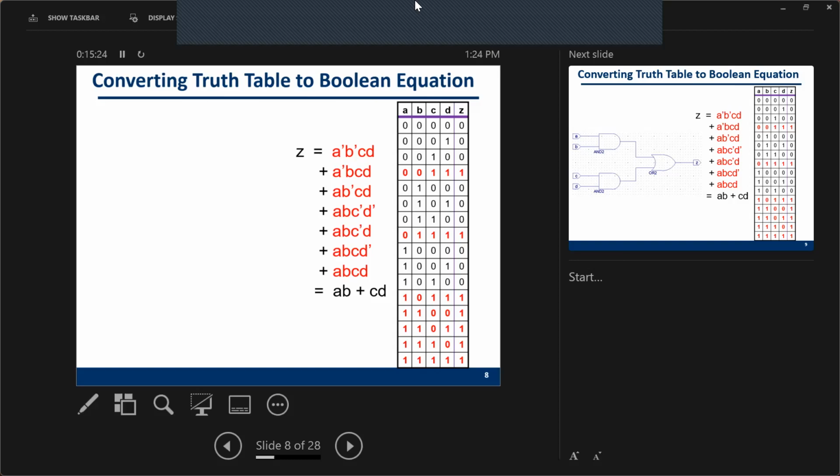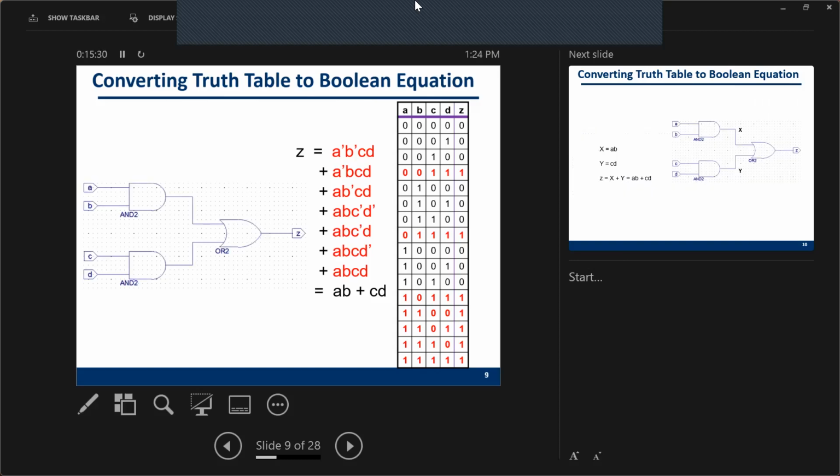So in this way, we can convert this truth table to the Boolean equation, and then we can use a circuit to implement this one. And actually, we can use a circuit to implement the first part, but again, it's more complex, and it will cost you more hardware overhead.